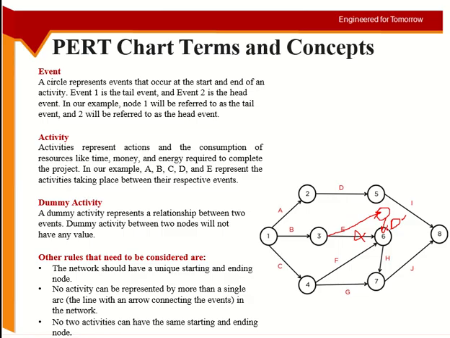It's not an activity, but it's just a method to connect two events which are different from each other. If you don't do the dummy activity here, then that means the end of E is the end of F and both have no difference in them.